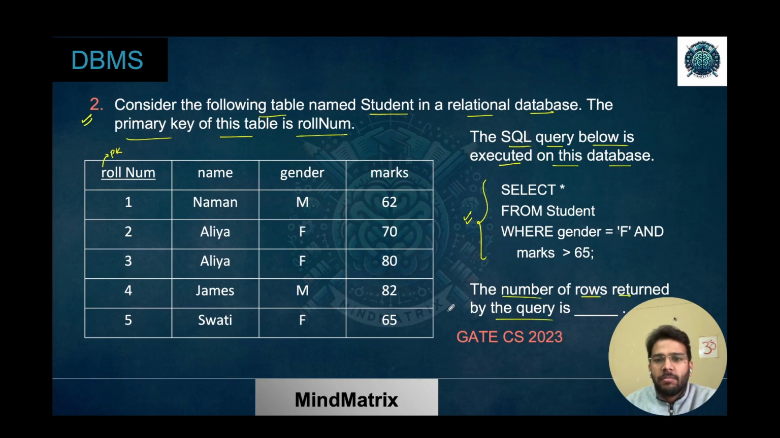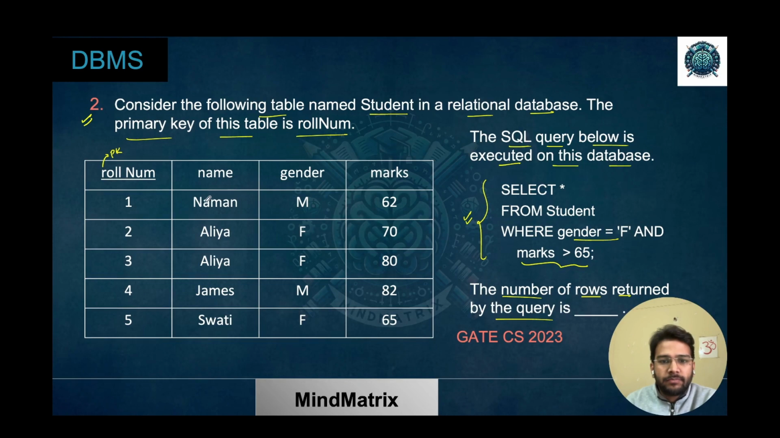This question is very simple. An SQL query is given to you. Here it is saying select star, that means you have to select everything from student table where gender is equal to F and marks is greater than 65. Gender is equal to F and marks is greater than 65.